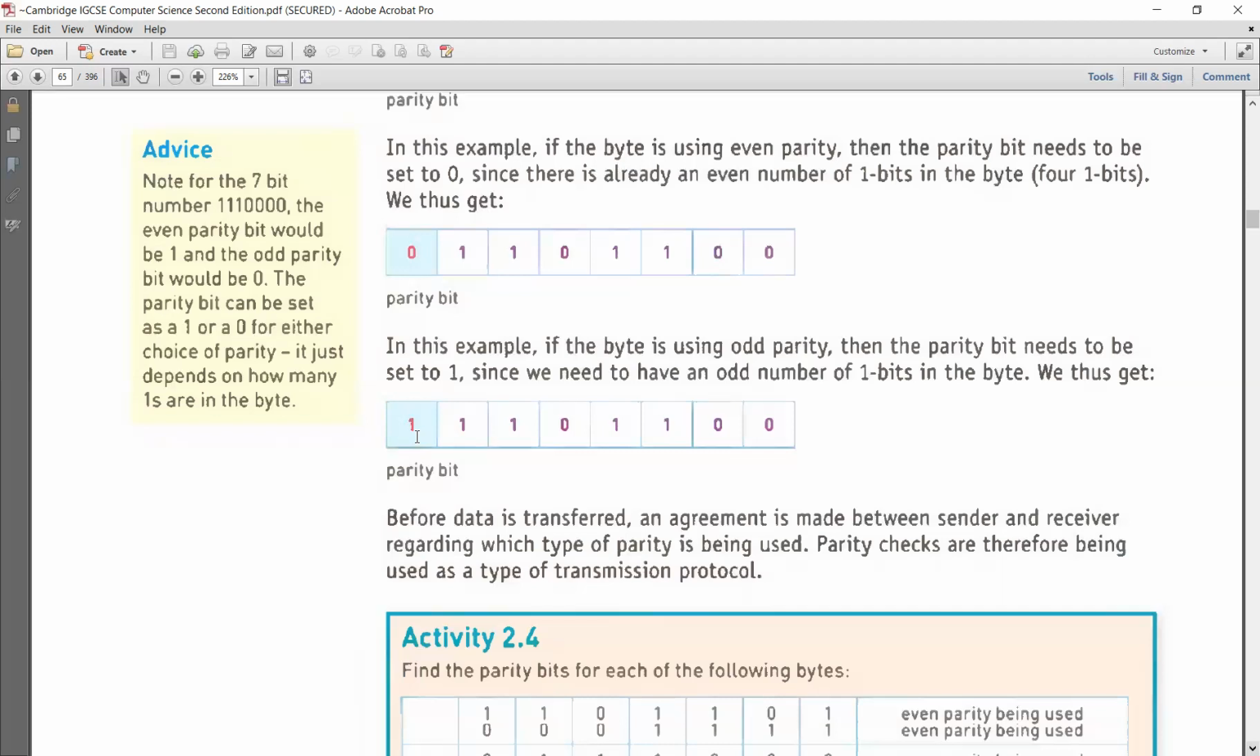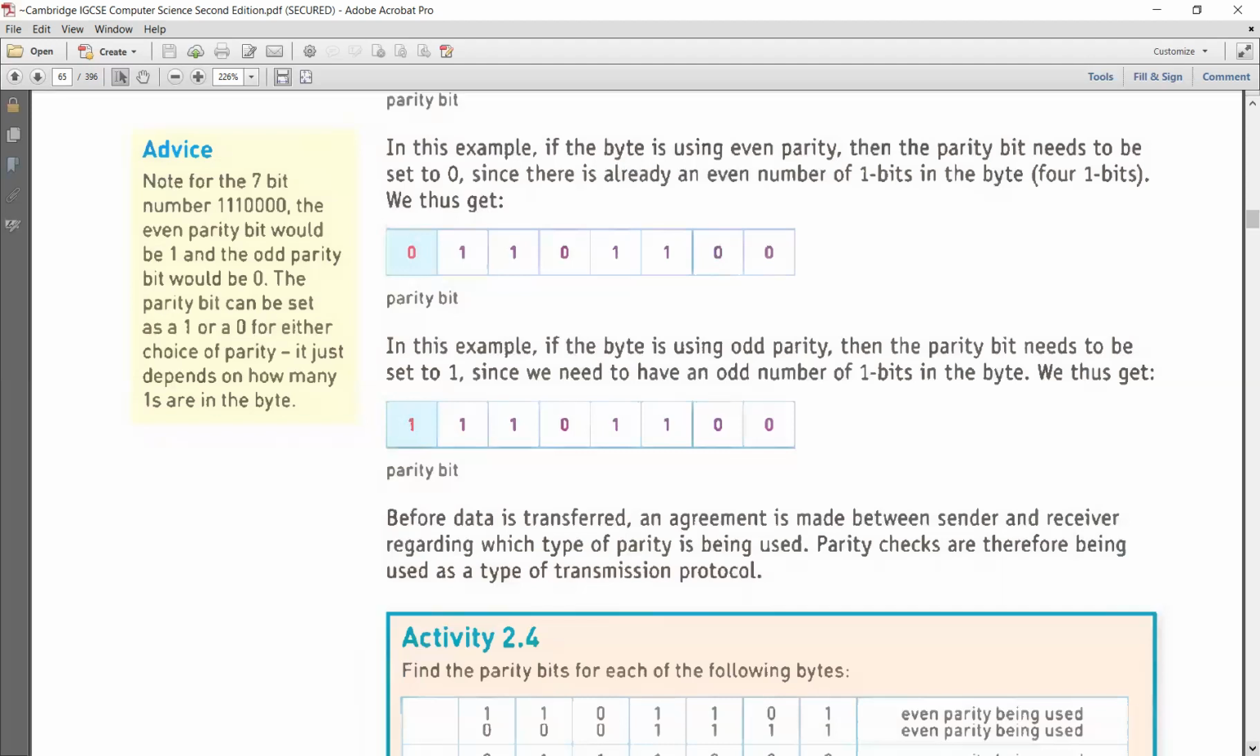If there is already an odd number of ones, meaning the count of ones is 1, 3, 5 or 7, you will add a 0 there. But if the number of ones is an even number, you will add a 1. I think the rule is very simple.